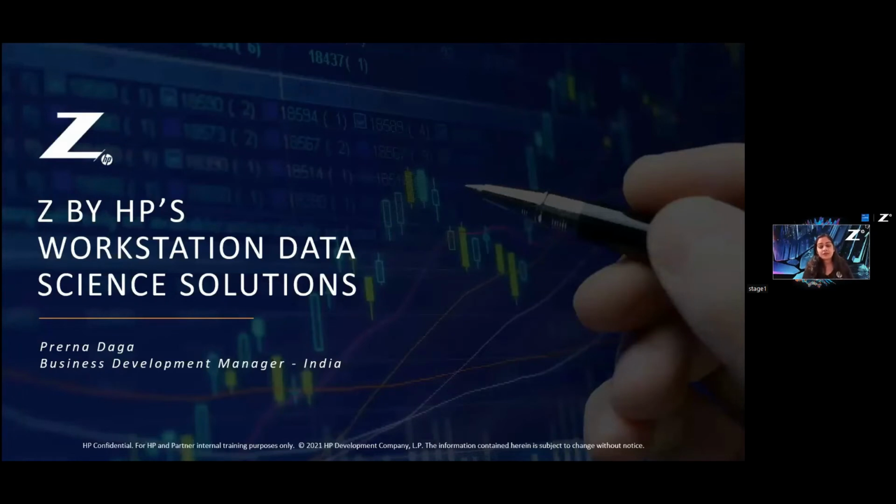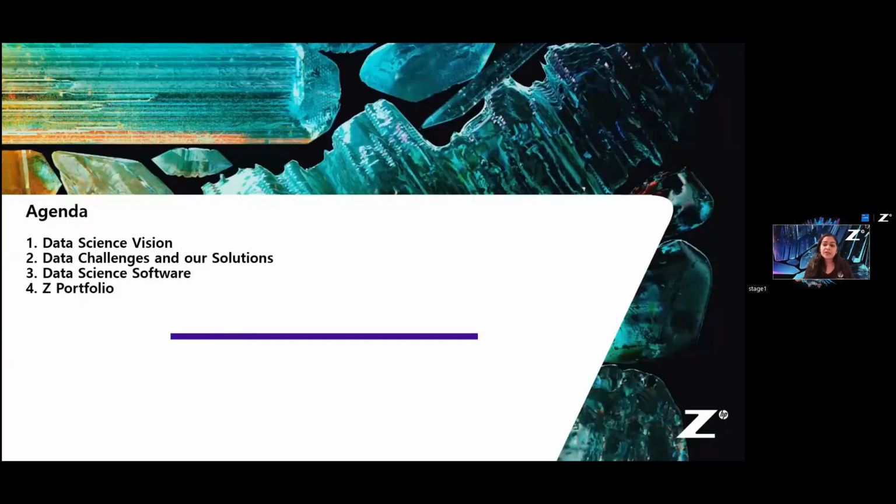I'm Business Development Manager for India markets at HPI for Data Science Solutions. The agenda for today, I'd like to take you through what is Z by HP's vision with regards to data science. What are some of the key challenges that we see in accelerating this data science journey, in the adoption of data science solutions by various enterprises and customers, and how do we approach them with our solutions? We'll also touch upon the most popular data science software tools and libraries and what we think about it, and the Z portfolio. So since we're talking a lot about Z by HP and workstations, I'd just like to touch upon what Anish mentioned in his presentation, right?